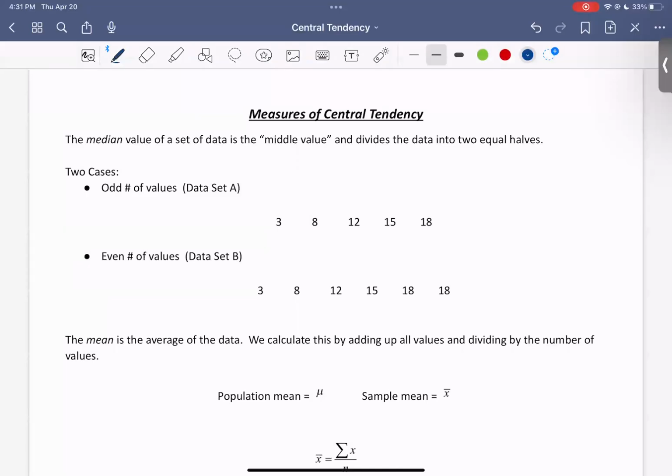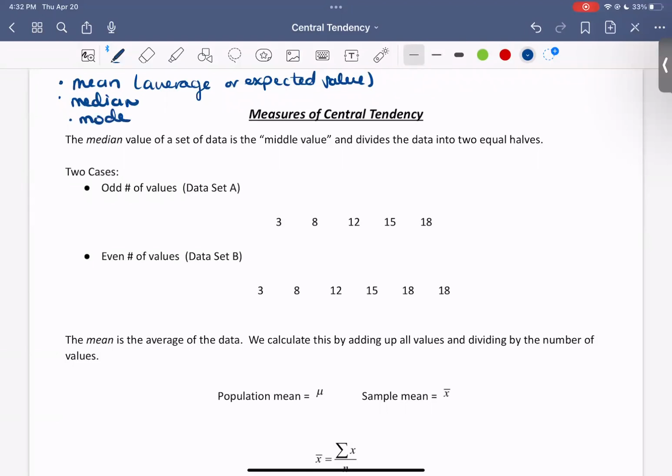In this video, we're going to learn about measures of central tendency. So before getting into the notes, I just want to summarize those three measurements that we are going to learn about in this video. They are the mean, often called average, or expected value, the median, and the mode.